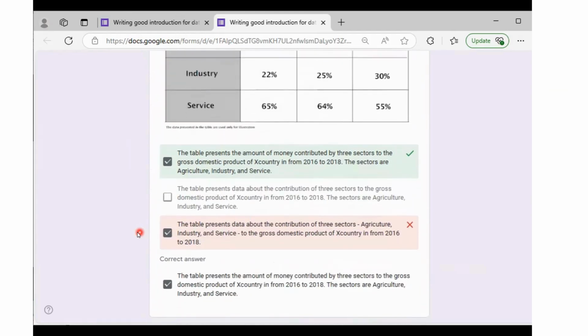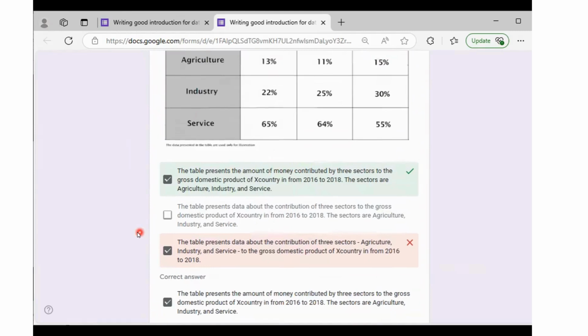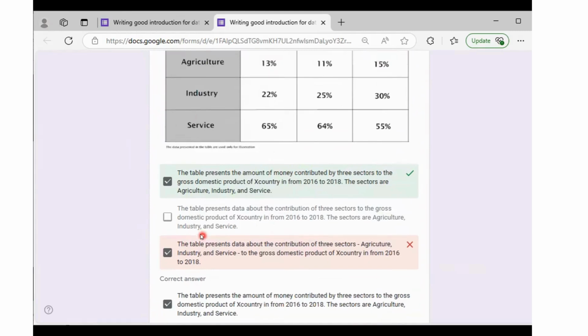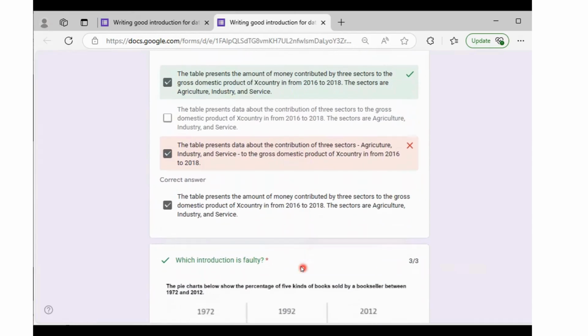There's one I did not pick. I was supposed to pick 2 that are flaws. The table presents data about the contribution of 3 sectors, agriculture, industry, and service, to the gross domestic product of X country. No, this one is actually correct. I think this is a website error. It's actually correct. There's nothing wrong with it.